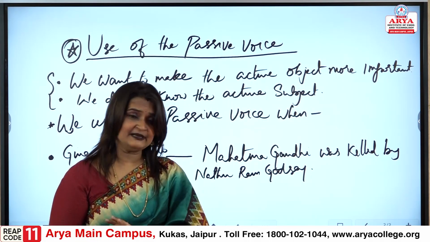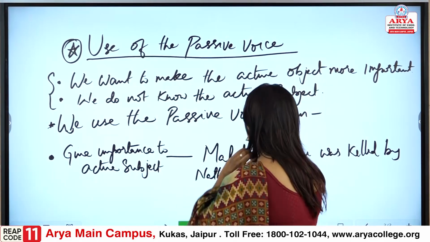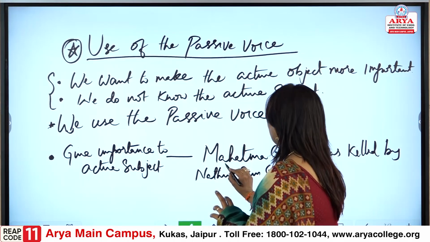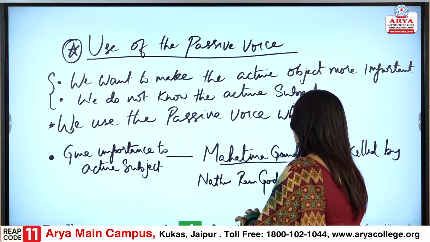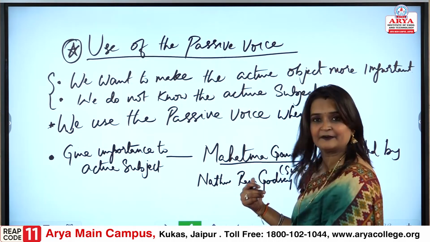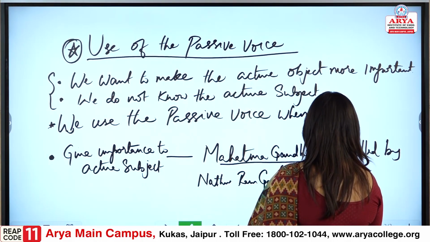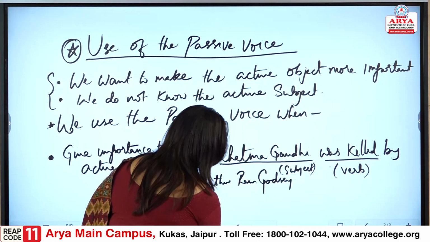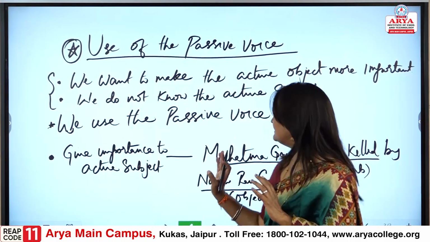Now, let us try to understand the details, fine. Over here, Mahatma Gandhi is the subject, fine. Next, was killed is the verb, and by Nathuram Godse is the object. I hope we have understood this better.